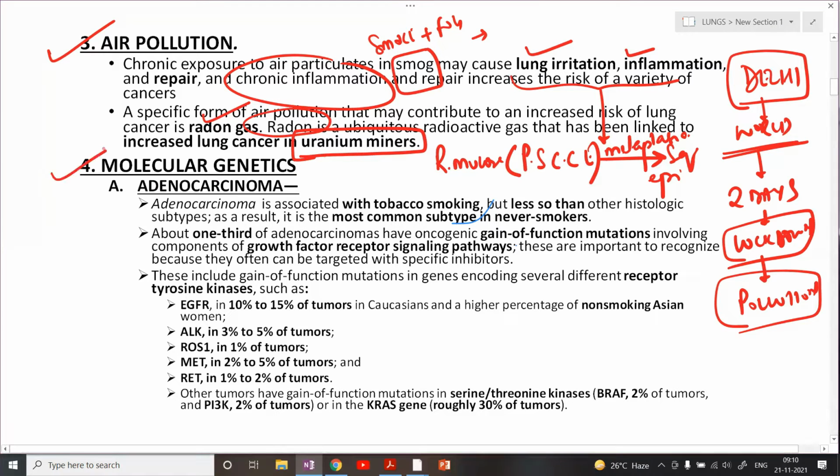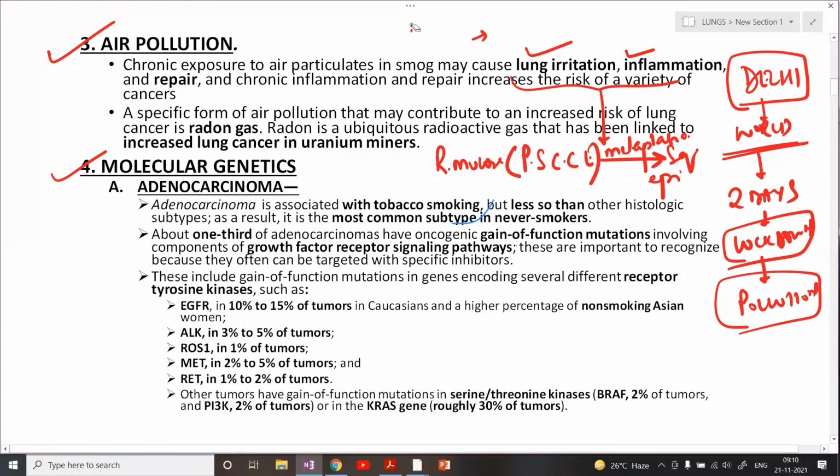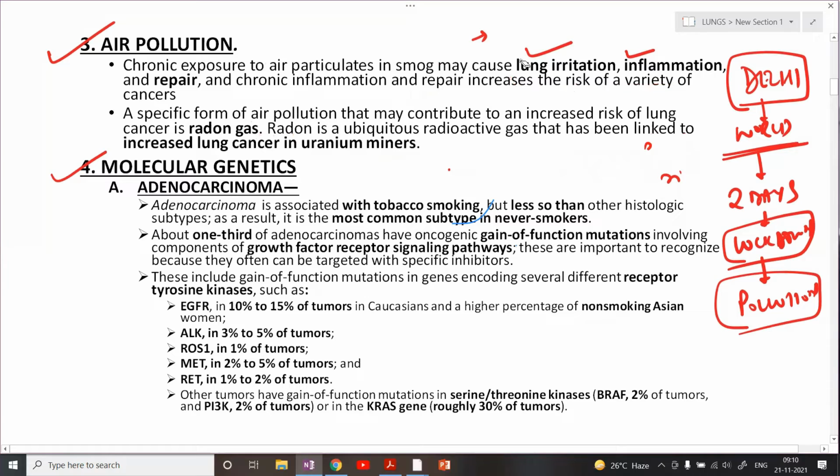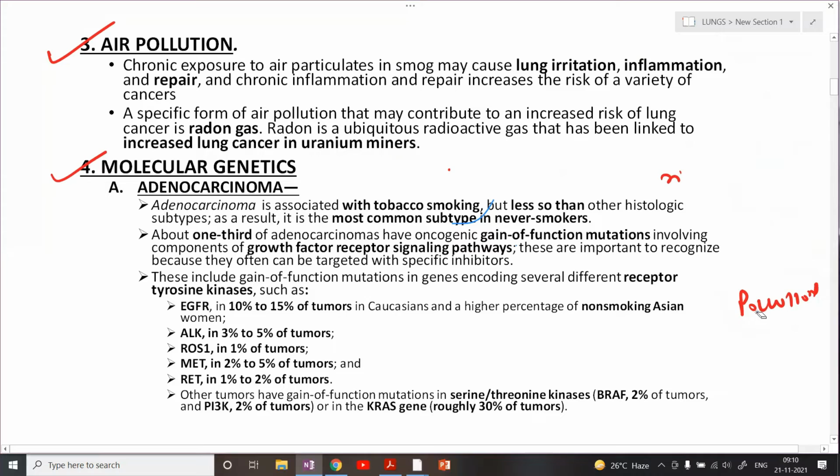Now, the fourth and the most important etiological factor for the causation of lung cancer is molecular genetics. I cannot stress enough the importance of molecular genetics, not only for lung cancer, but also for many other cancers in the body. For example, gastric carcinoma, colon carcinoma, pancreatic carcinoma, cervical carcinoma, and so on. So it is very important that you understand the molecular genetics of each and every kind of tumor.